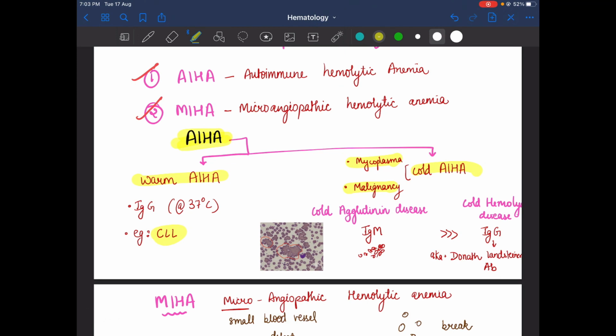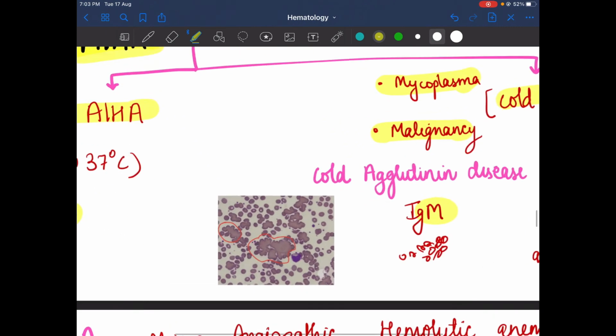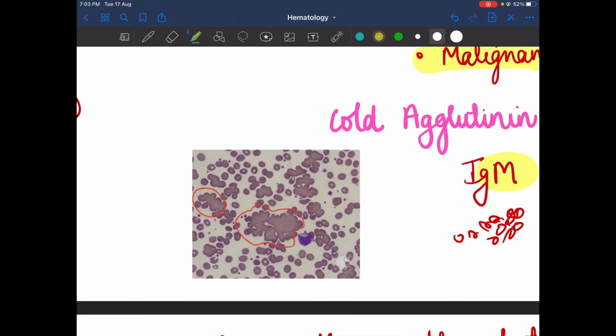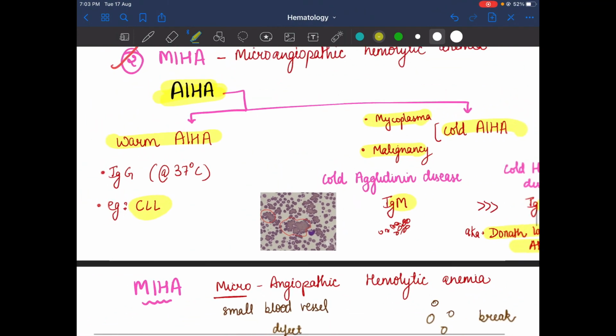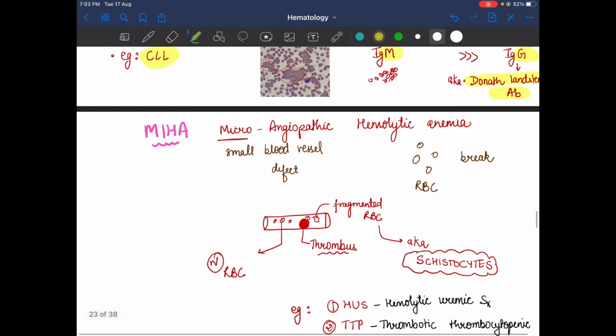In cold agglutinin disease, IgM is present, and it is more common than cold hemolysin disease. In cold hemolysin disease, IgG is seen, which is also known as the Donath-Landsteiner antibody. So IgG is the Donath-Landsteiner antibody, while in cold agglutinin disease, IgM is there. And we see that the RBCs get agglutinated in the peripheral smear. That's why it is autoimmune hemolytic anemia.